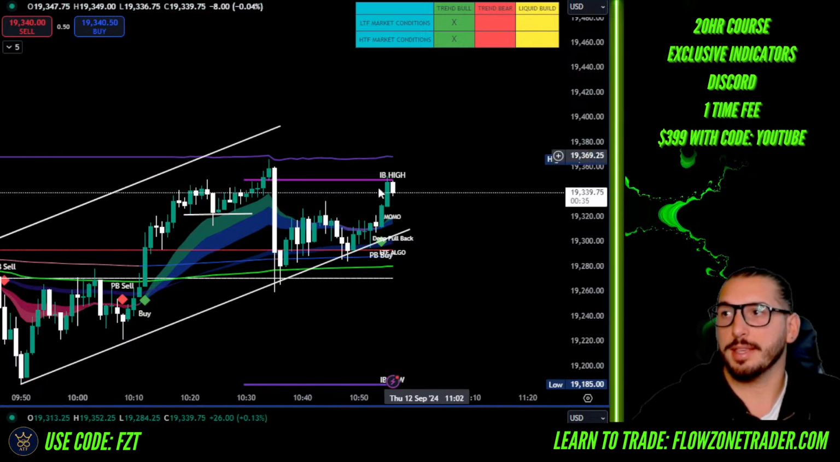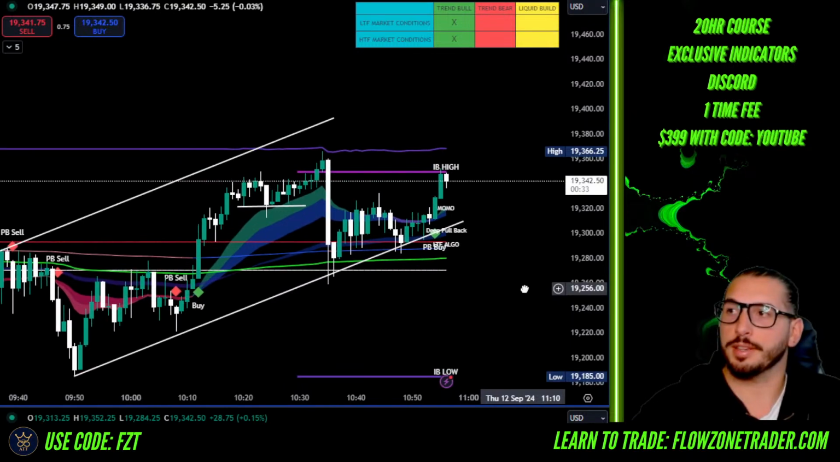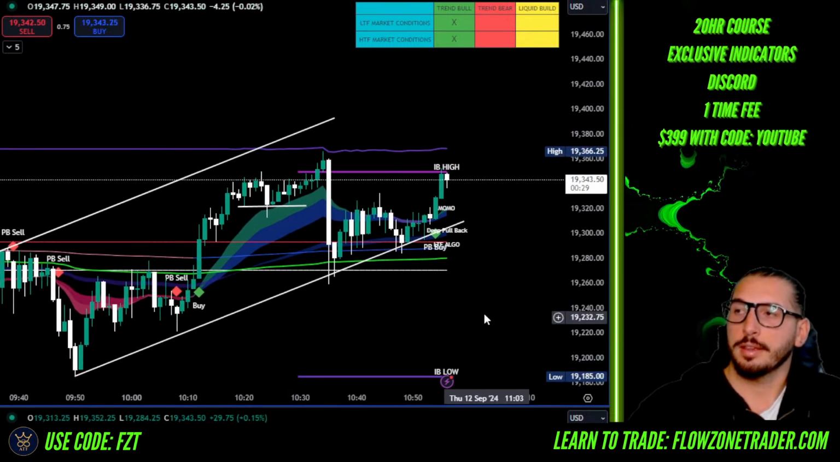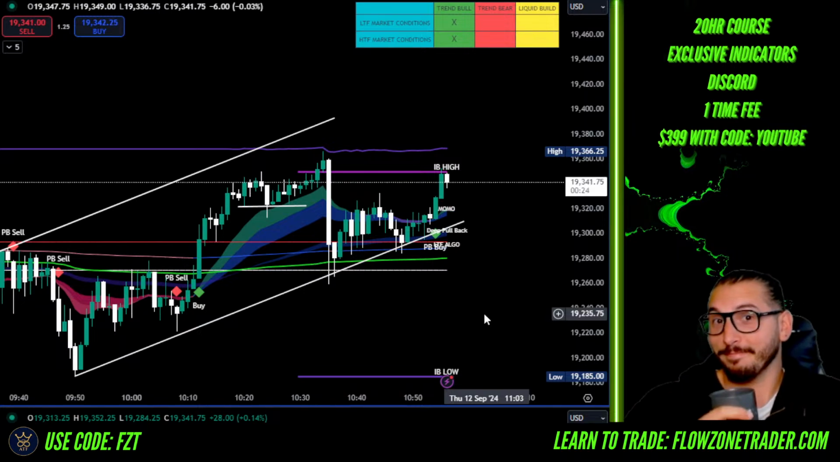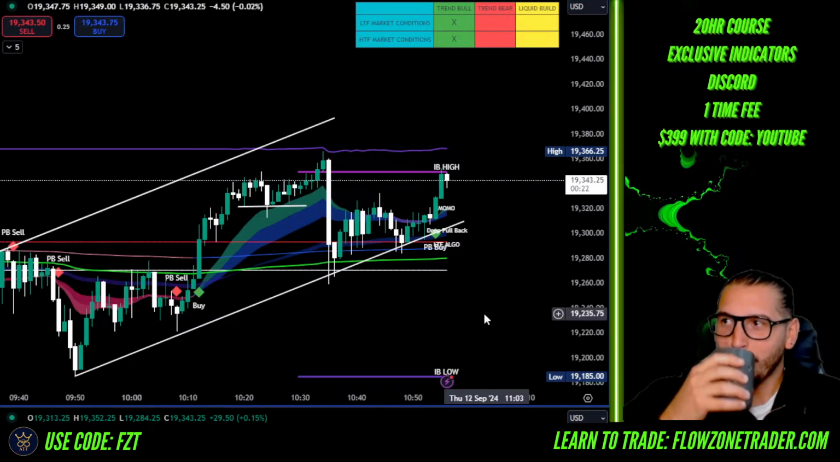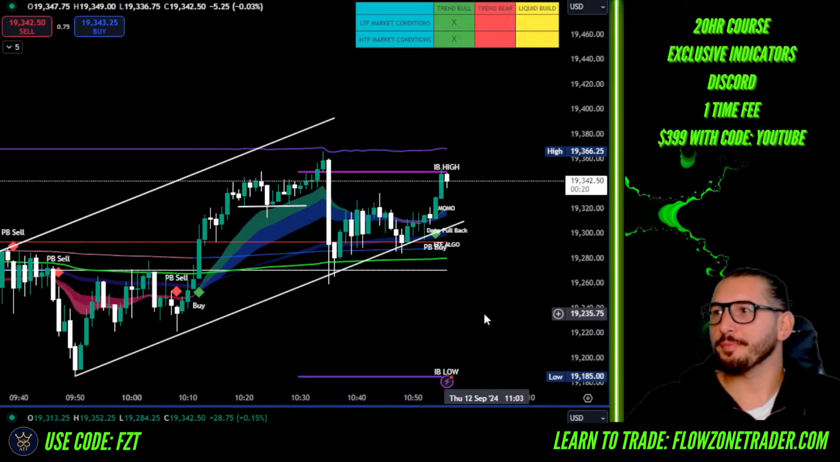Look how it's respecting the initial balance high for now. It's respecting the initial balance high. It's respecting the 20-day. But it's okay. Apparently it's lipstick on a chart. Laughable.